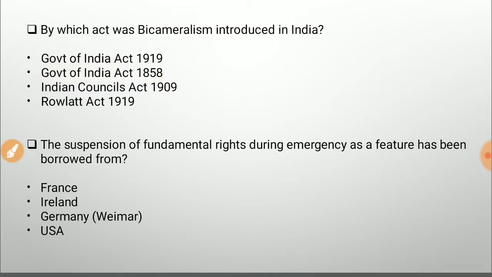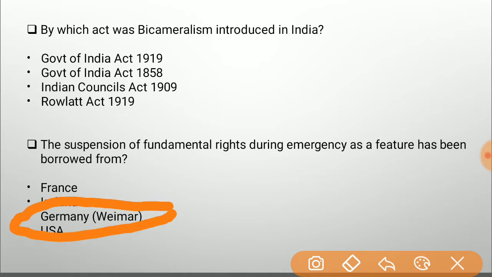The suspension of fundamental rights during emergency as a feature has been borrowed from. So these are the various countries. Various features have been borrowed in the Indian Constitution from various constitutions of other countries. Options are France, no, we took the idea of liberty, equality and fraternity from there. Ireland, which gave us the feature of directive principles of state policy. USA gave us the federal form of government. So the option is Germany, or more specifically the Weimar Republic Constitution.